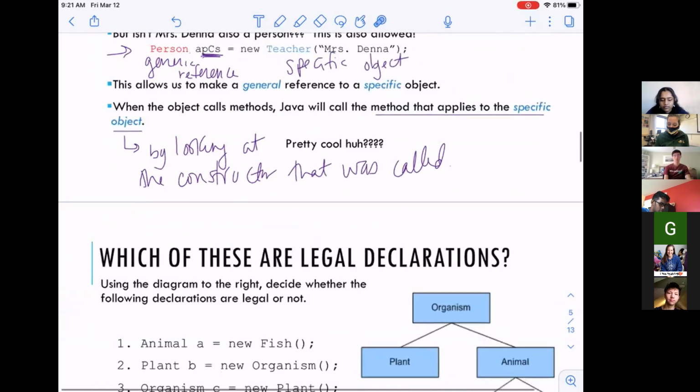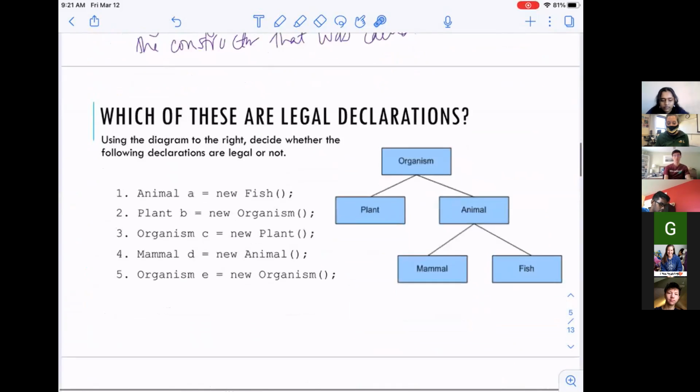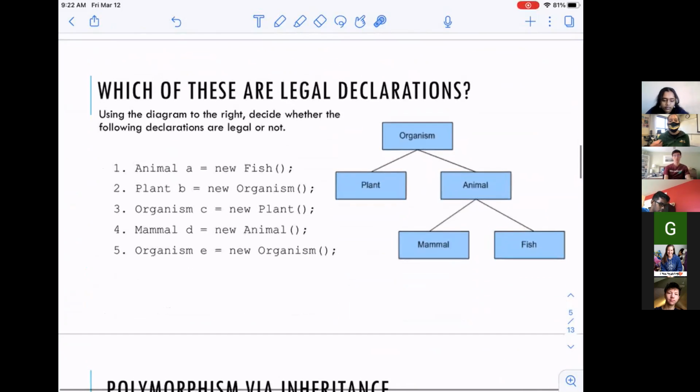Okay, so when we try to look at how we can make declarations, we want to make sure we understand what we can and can't do. So if we were to look at this diagram, let's see what would be legal. And remember, we can always do generic equals new specific, okay? That's essentially the rule that we need to remember. Generic can equal a new specific as long as it's a subclass, okay?